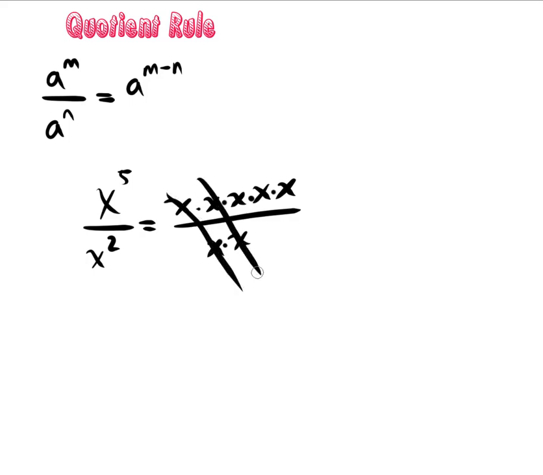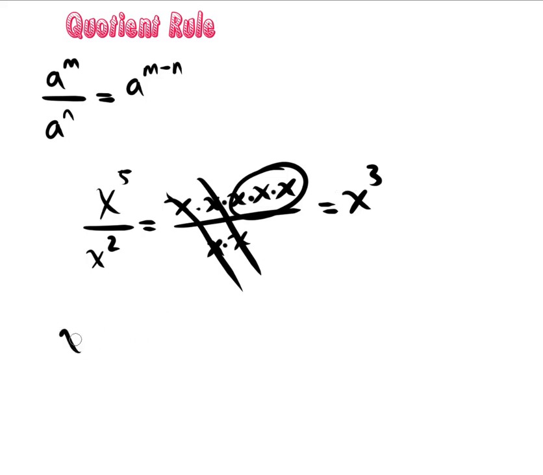Okay, so now that I have it expanded, I can start canceling stuff out. If I cancel both these things out, I end up with this beautiful x to the 3rd on top. There's 3 x's all multiplied together, so that's x to the 3rd. And as you can see, the easy way to get that was to go 5 minus 2. Once again, 5 minus 2 is x to the 3rd. Did that make sense?